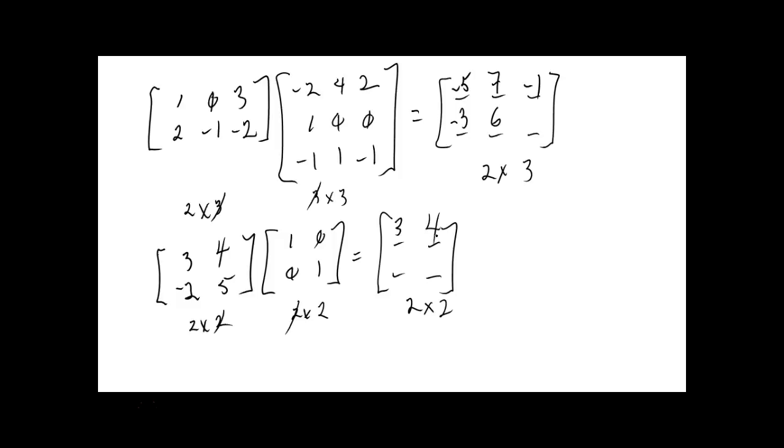Okay. Pick another one. 2, 1. Okay, what do we multiply? Second row by first column, and that would give us a -2, which is -2, right? Okay.